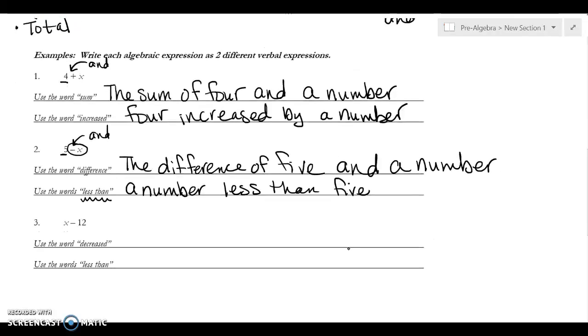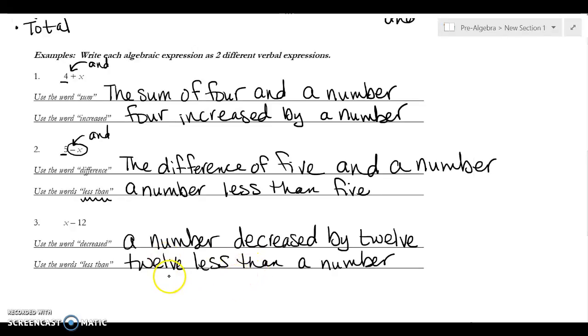All right, what I'd like you to do is try number 3 on your own, and when you think you have it, press play to check your answers. The first one said decrease, nothing special about decrease, so a number decreased by 12. Less than, though, that's the tricky one, that's backwards. So I write it backwards: 12 less than a number.